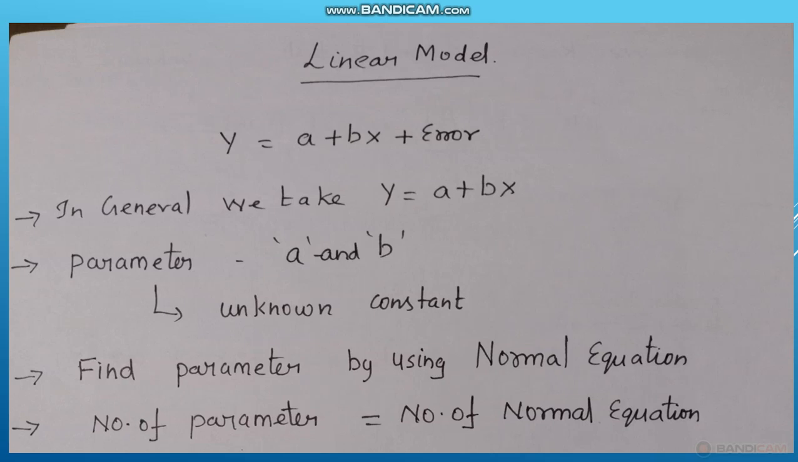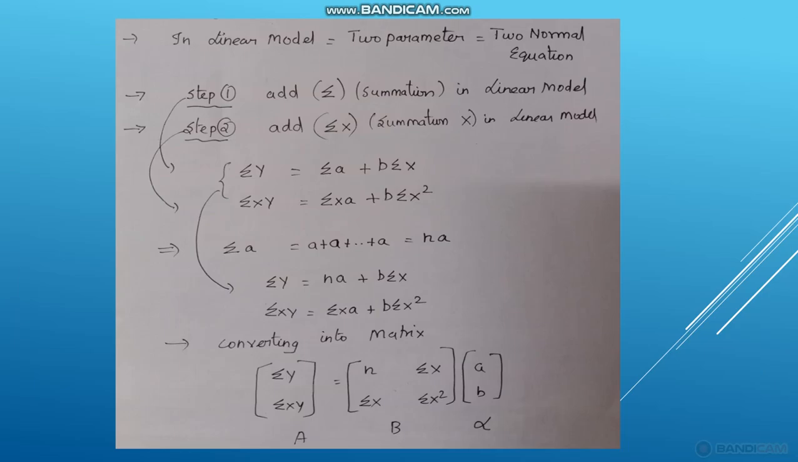In this model we will solve by using matrix method. To find the parameters we will be using the normal equation. Based on the normal equation we will find the parameters. The number of parameters will be equal to the number of normal equations. Here in this model we have two parameters a and b, so we will have two normal equations. How to find these normal equations?